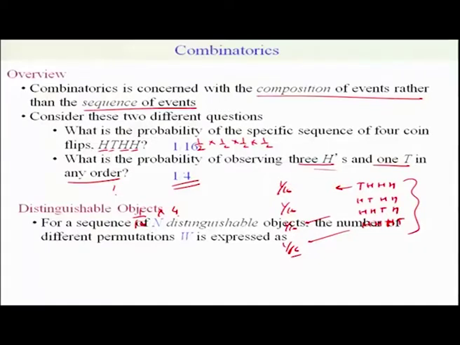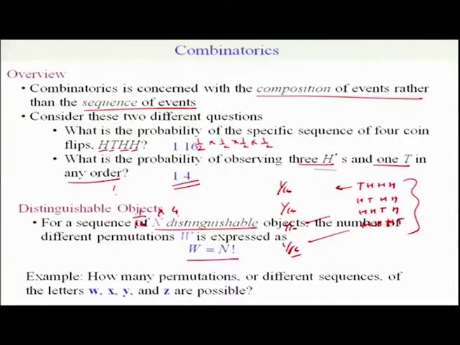Now, objects or events are many times distinguishable and non-distinguishable. So, let us consider objects which are distinguishable. For a sequence of n distinguishable objects, the number of different permutations is simply expressed as n factorial. So, for example, if you have distinguishable letters such as w, x, y and z, then how many permutations of different sequences of the letters are possible? So, considering them as distinguishable, you can simply say it is 4 factorial.